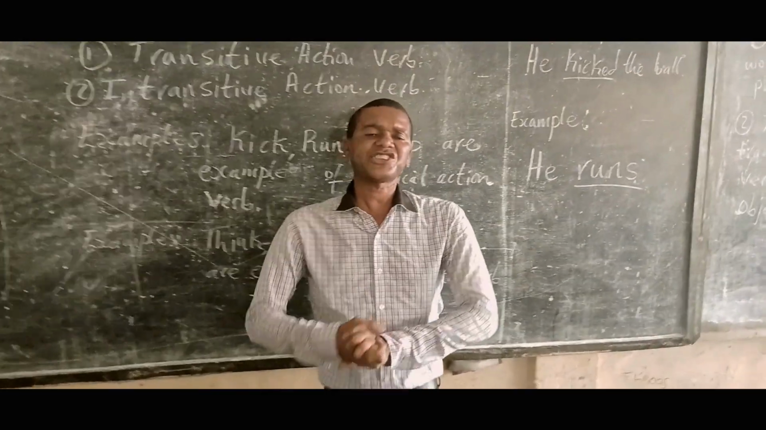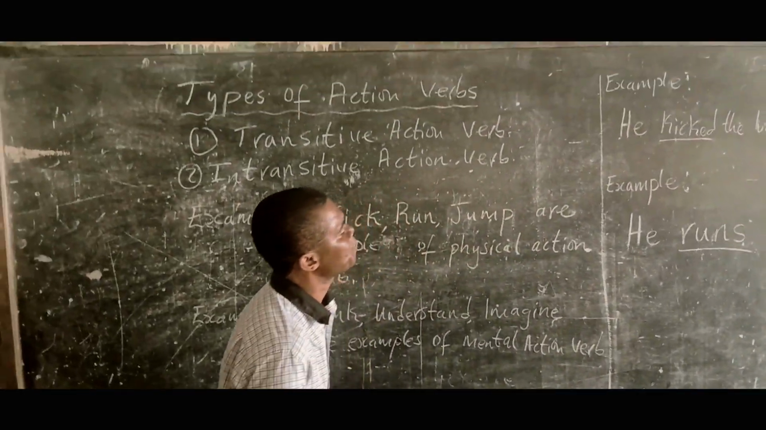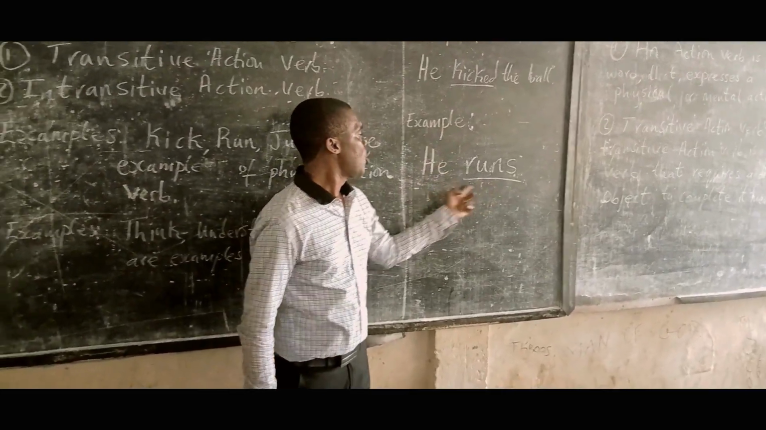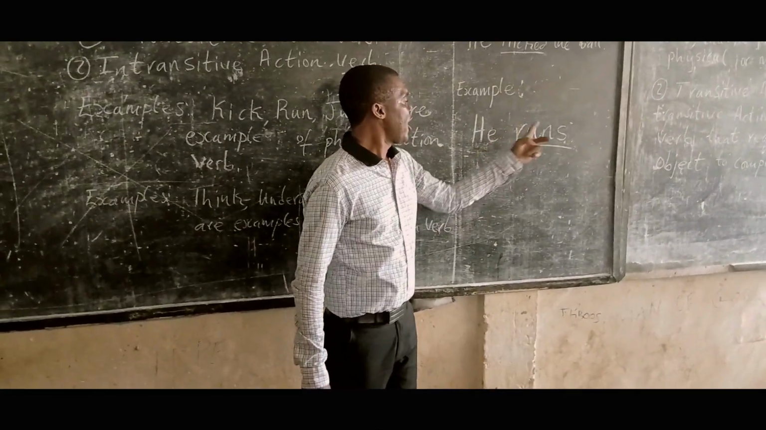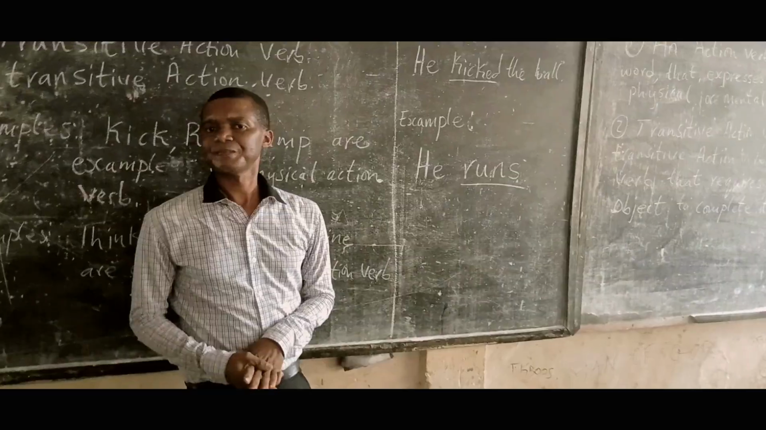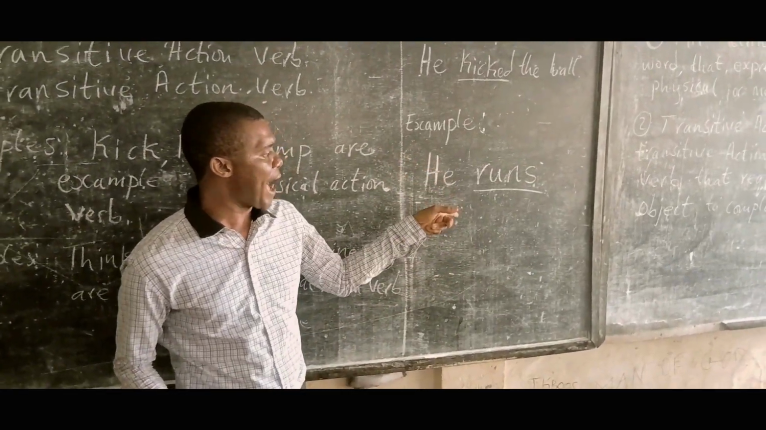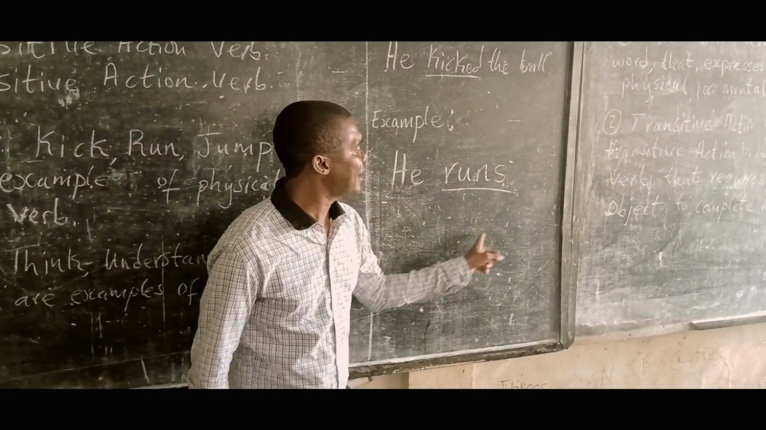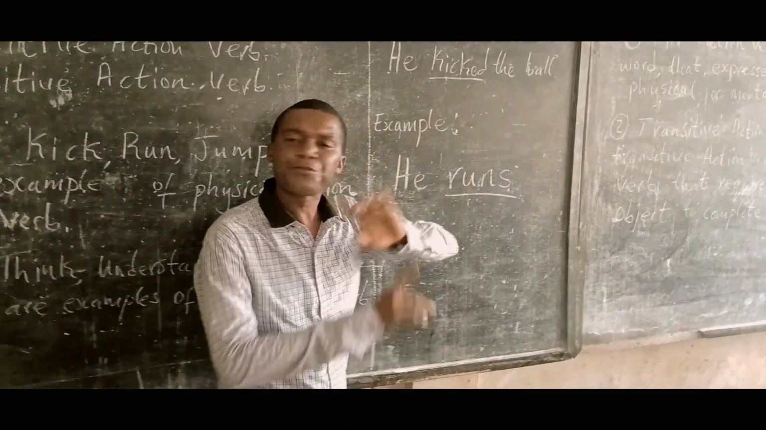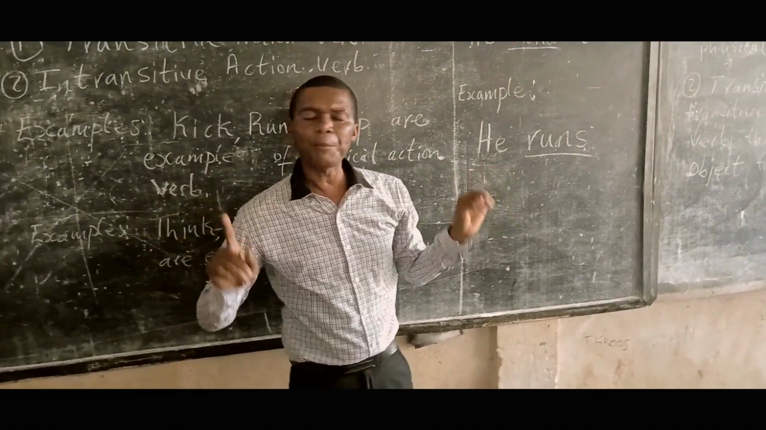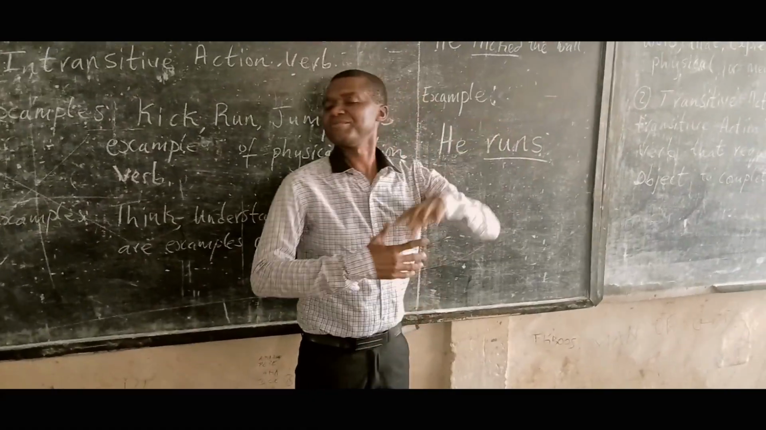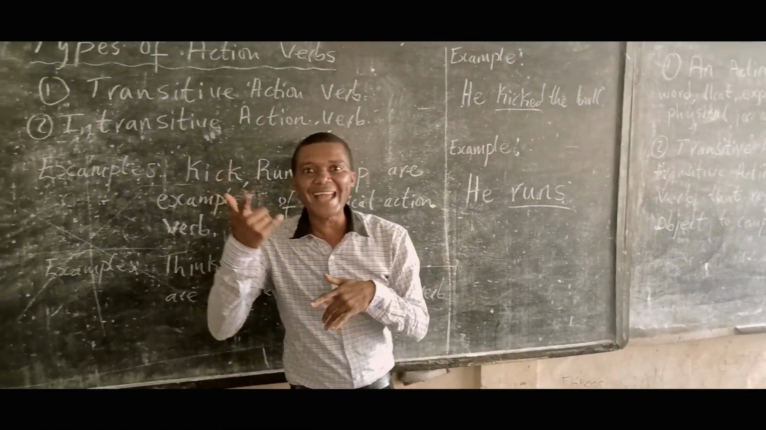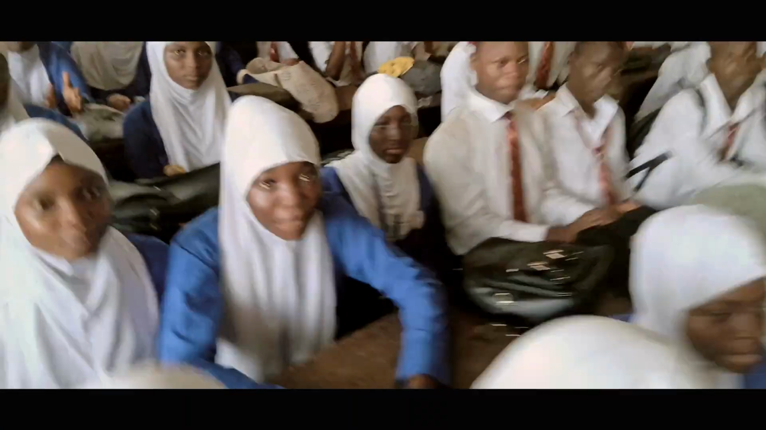Okay, children. Now, let's take a look at this example, which says he runs. The intransitive action verb is runs, which has no direct object followed to complete its meaning. Do you understand? Now, let's dance.